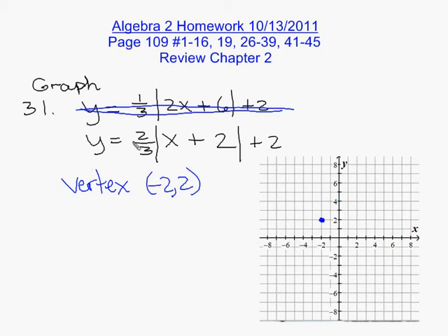Now it's a positive coefficient, so that means it's going to go upward, and it's going to have a slope of 2/3, positive and negative, because one side is going to be going positive and one side negative. So from this point, up 2 over 3, up 2 over 3, and same thing from here, up 2, back 3, up 2, back 3. And so you can see the V shape. It's a little bit different because the slope is 2/3 instead of 1. Okay, let's take a look at some other ones.